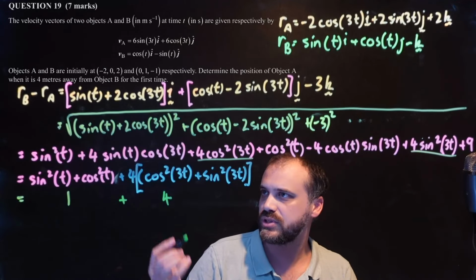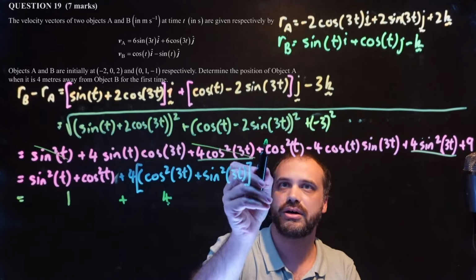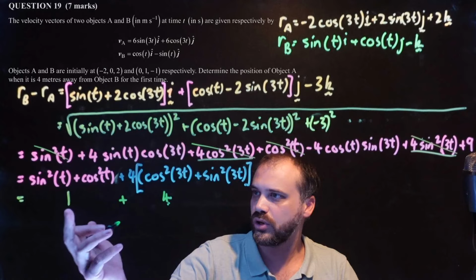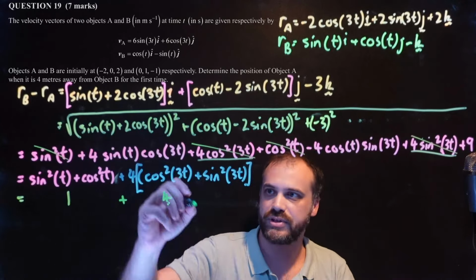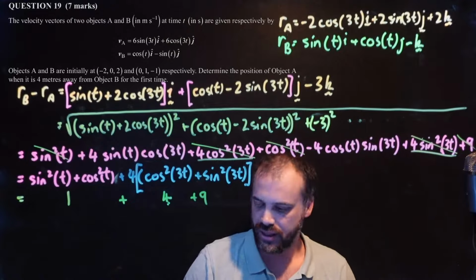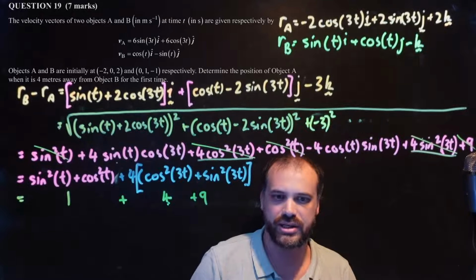Okay, so I must have done quite a bit now. I've done this sine squared, I've done this bit here, I've done this bit here, and I've done this bit here. Okay, so while I'm dealing with numbers over here, I also have this plus 9. Okay, good, so I've dealt with that one there. And then what do I have left? I have this thing here, and I have this thing here.